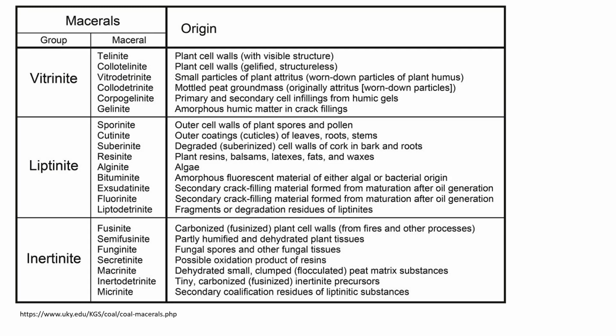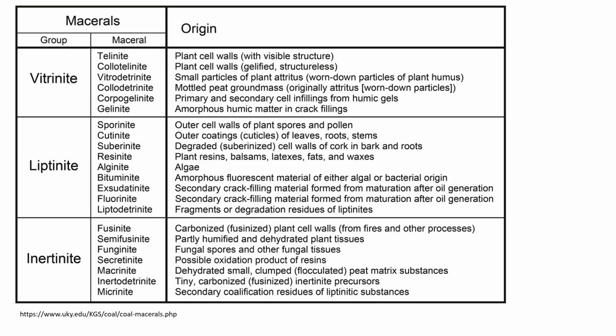The liptinite group of macerals consists of sporinite, which originates from the outer cell walls of pollens and plant spores. So that is exinite. The exine part of the plant spores and pollen gives rise to the sporinite.